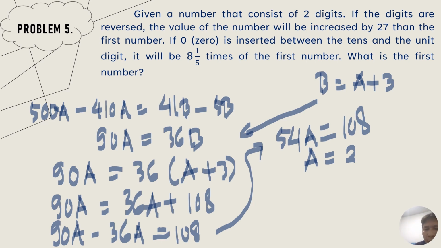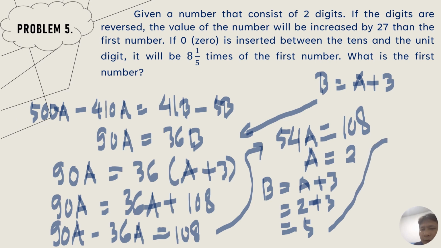Okay, then we're going to find the value of B. B equals A plus 3. So this is 2 plus 3. So B equals 5. So according to that, the original number is AB, where A equals 2 and B equals 5, so the original number is 25.